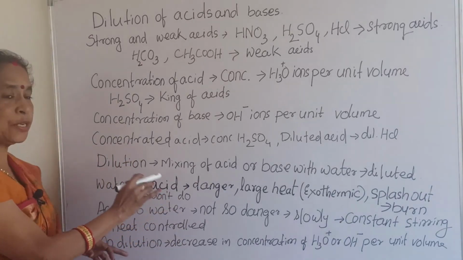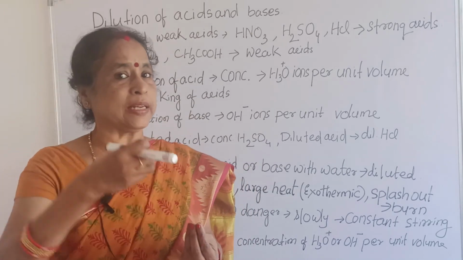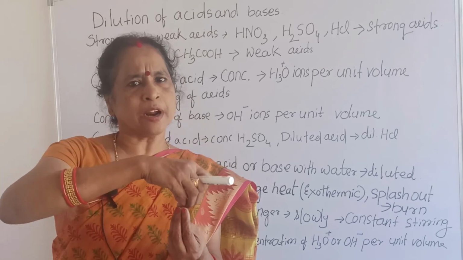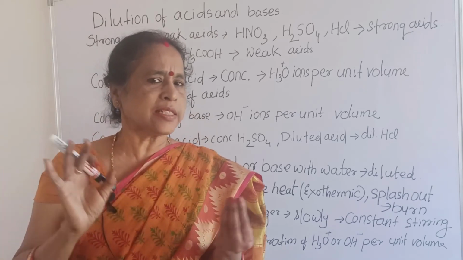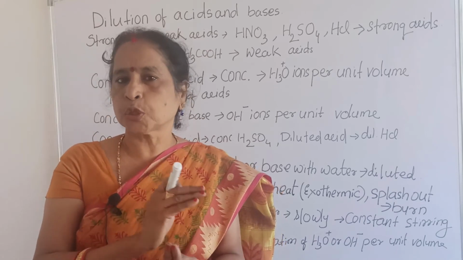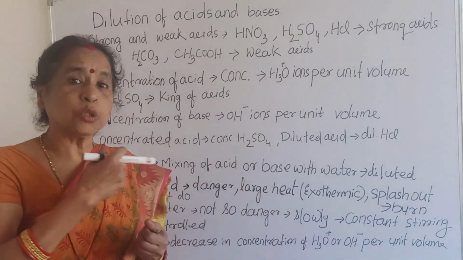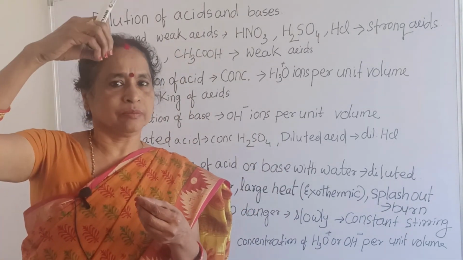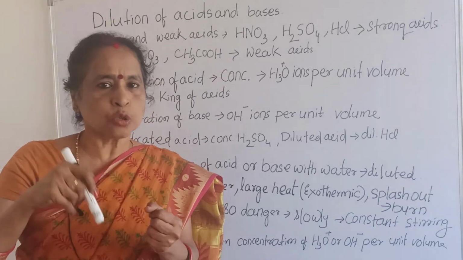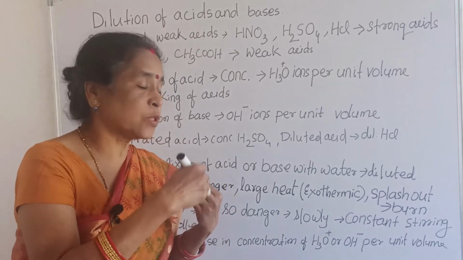Now come to acid to water. When you add acid to water, what happens? You add acid slowly, drop by drop, 1 ml by 1 ml. So a large amount of heat is not produced. It is also an exothermic reaction, but it is not as dangerous as the above process. So what to do? You add slowly, 1 ml. After 1 ml, do stirring. So stirring and adding, stirring and adding, the process goes on.